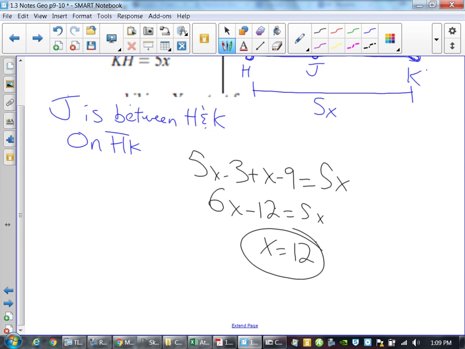Done. Now remember, a lot of times with these types of problems, it's not just solve for x. Sometimes it is just solve for x. Other times it's solve for x, but then they'll ask you, what is KH? So you take that value and have to do what? Yes. So if I want to figure out what KH is, what would you have to substitute in?